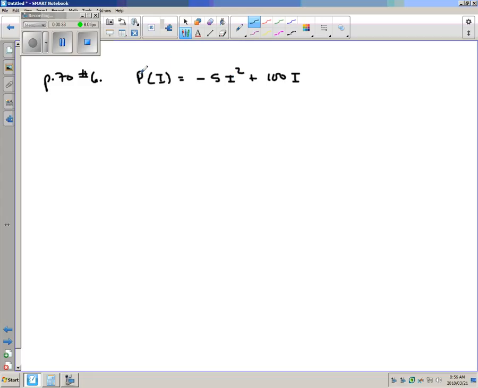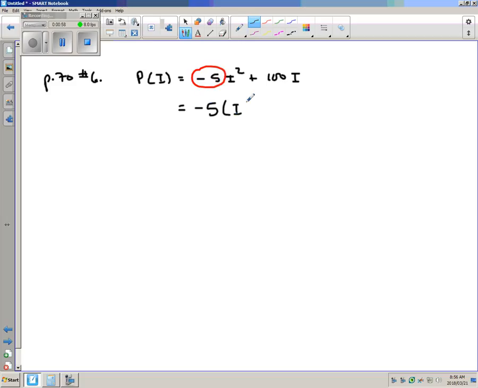Again, the keyword maximize, maximum, minimum, you need to find the vertex. How do you find the vertex? Complete the square. As we looked at in question 5, any time there's a number in front of that variable squared, you need to factor it out. So that's our first step. We factor out that -5.